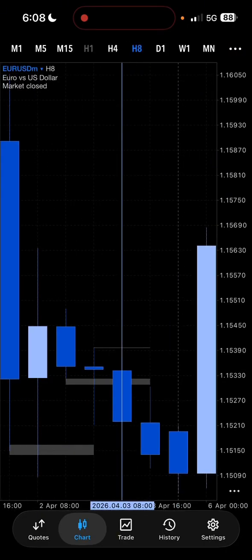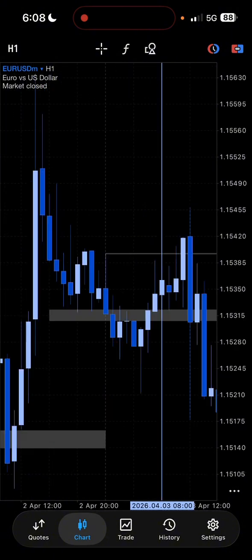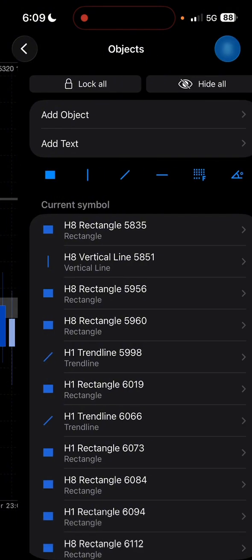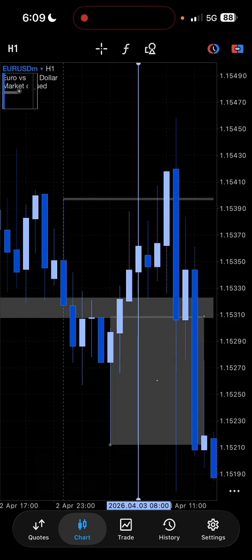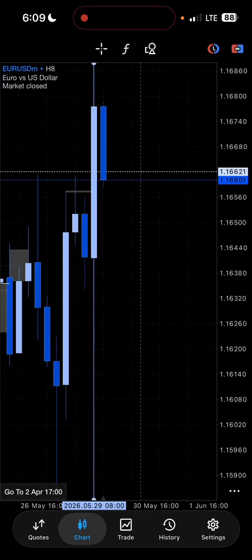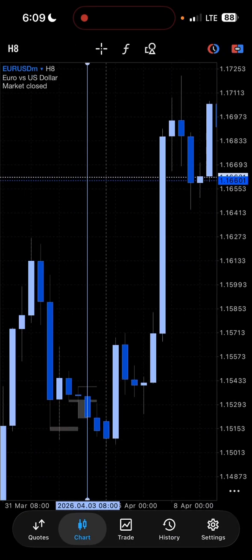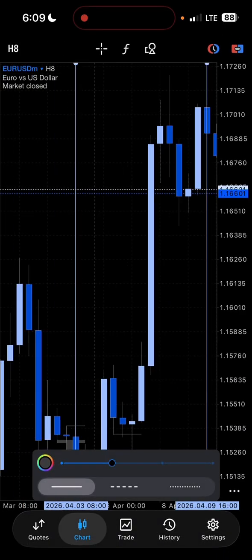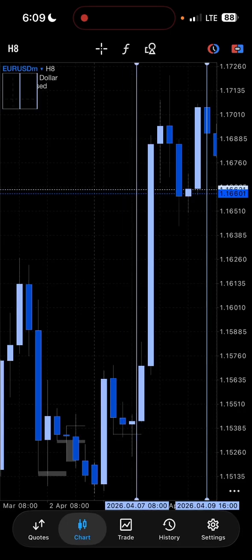We'll go to the 1 hour time frame. This was our entry point. I believe this would have hit our stop loss. So the next one is going to the 8 hours again. We're just taking it from the 8 hours to the 1 hour and repeating the process. That's all we're doing.